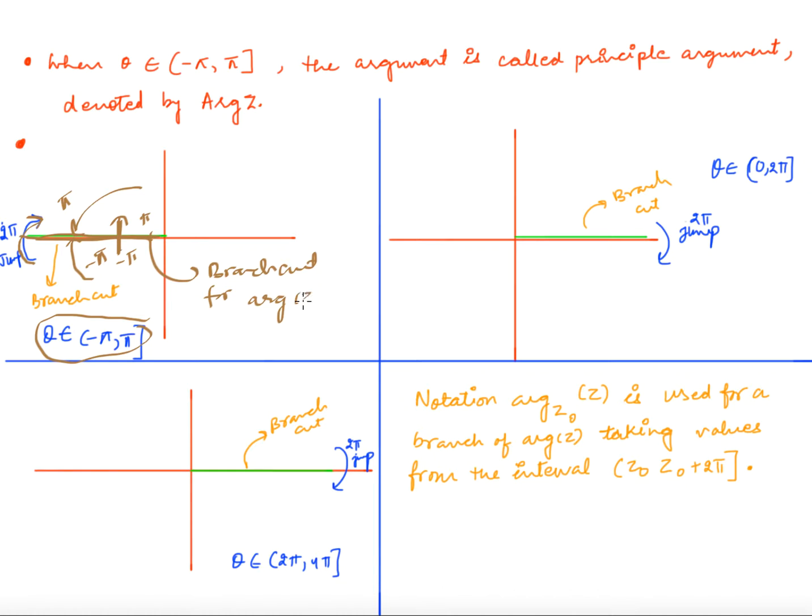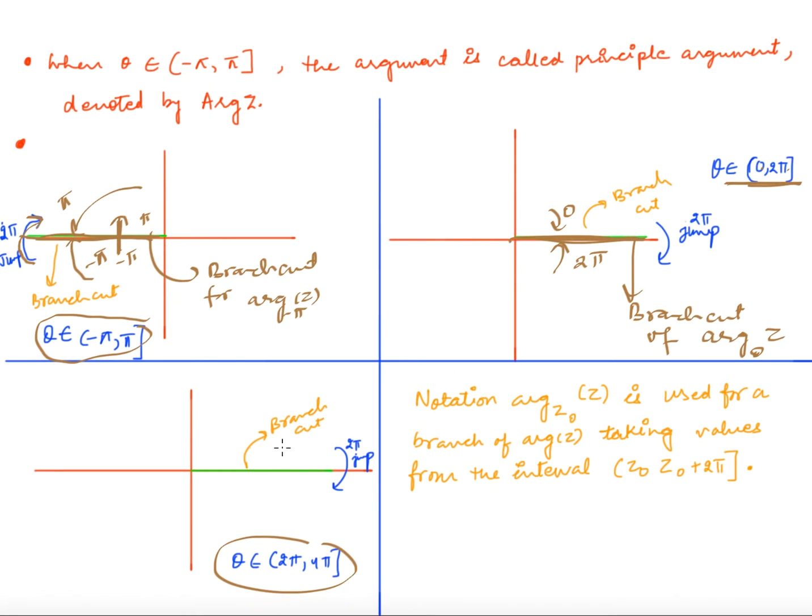Branch cut for which branch? For this branch. Okay. And in this case, when I fix the angle from 0 to 2 pi, again this is my branch cut because this side the angle is 0 and this side the angle is approaching 2 pi. So this is called the branch cut of argument of z with 0 as my fixed point. And again, when we have this interval, the angle when we approach from this side is 2 pi and the angle from this side is 4 pi. So I have a jump of 2 pi. So this is my branch cut, for argument of z with 2 pi fixed.